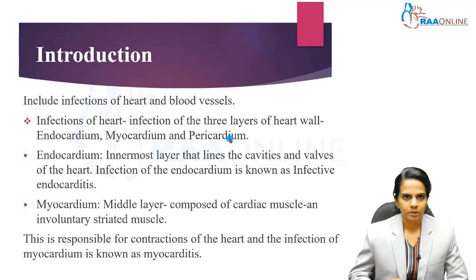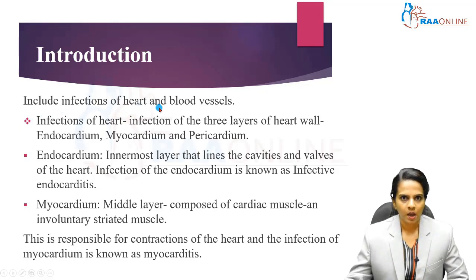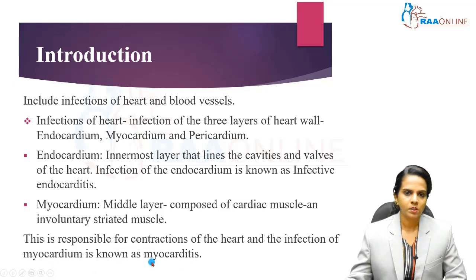So moving on to the introduction. What is cardiovascular infection? It includes infections of the heart and blood vessels. Infections of the heart involve the three layers of the heart wall, that is endocardium, myocardium and pericardium. Endocardium is the innermost layer of the heart that lines the cavities and walls of the heart. Infection of the endocardium is known as infective endocarditis. Whereas myocardium is the middle layer of the heart that is composed of cardiac muscle and involuntary striated muscle. This is responsible for contractions of the heart, and infection of the myocardium is known as myocarditis.